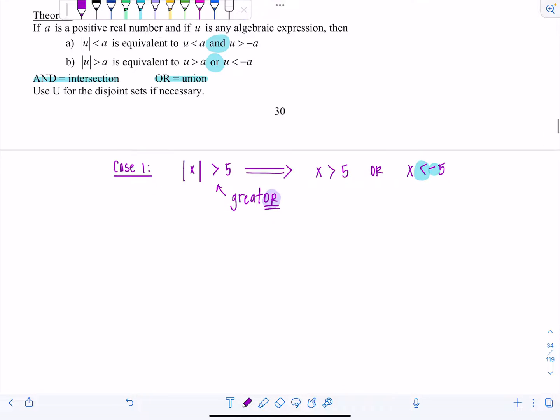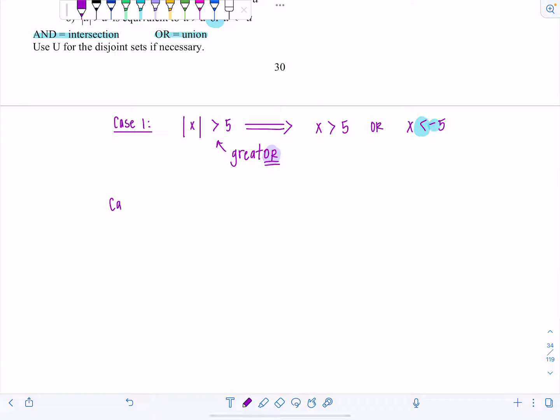Case 2, you have absolute value of x is less than 5. Okay, less than, and. You're going to use the word and. Okay, so same principle applies. First inequality is the same as the original. Then I'm going to put the word and, less than, and then you do two things here. Flip the direction of the inequality, change the sign.